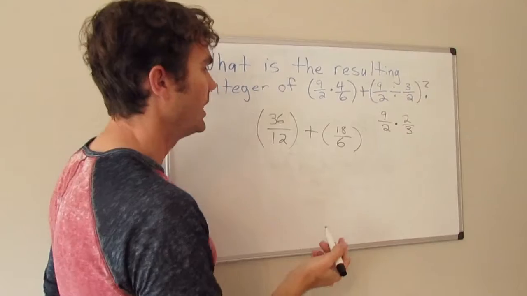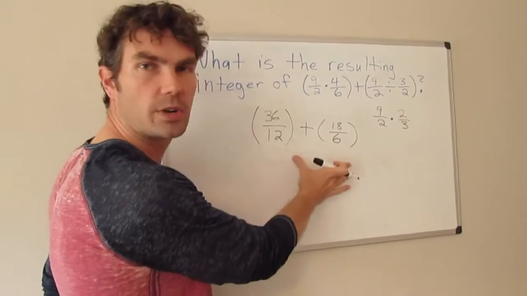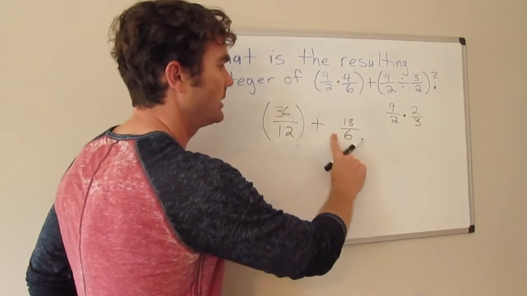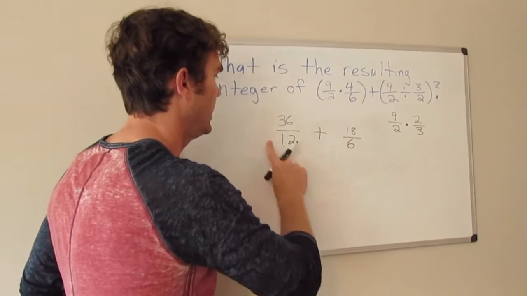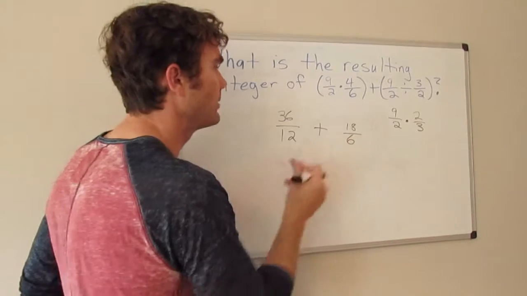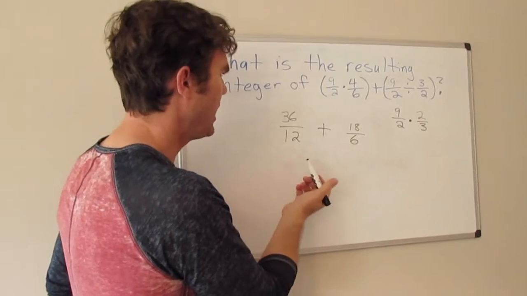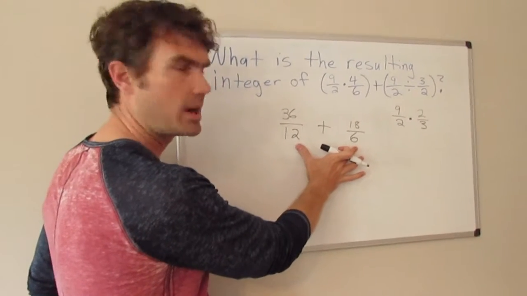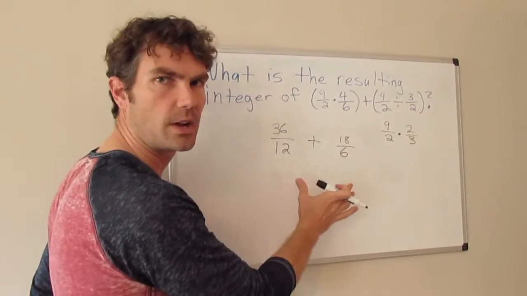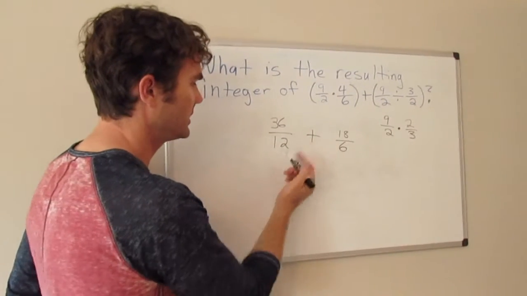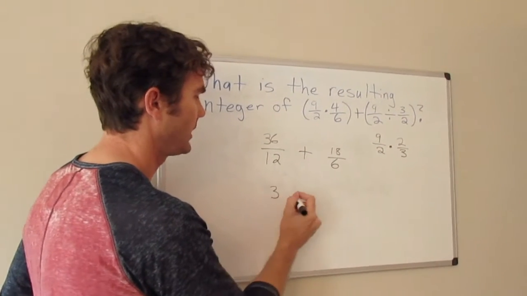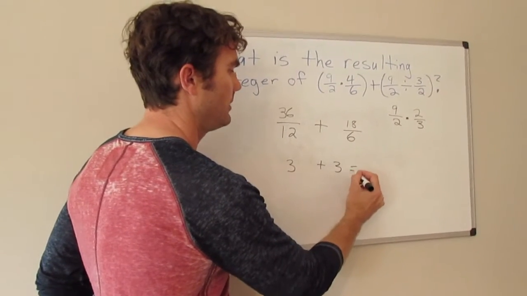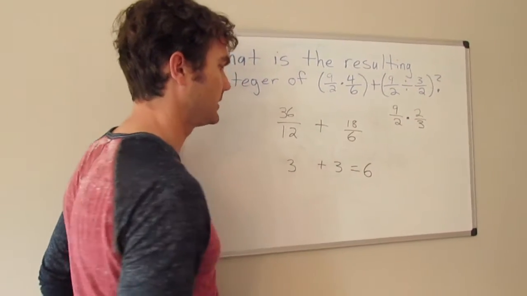Again here, I can try either reducing this or trying to get a common denominator. Again, the parentheses now no longer mean anything because we only have one thing inside the parentheses, so those can go away. These both look to me like they are integers when I reduce them, so I'm going to reduce instead of trying to find a common denominator. 36 divided by 12 I see is 3, and 18 divided by 6 is also 3. So my answer here is 6.